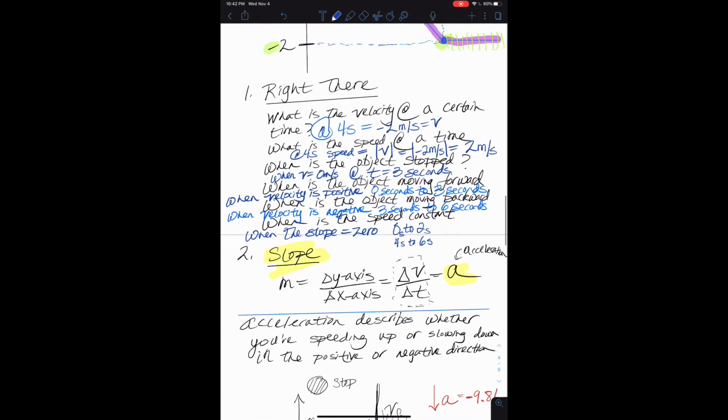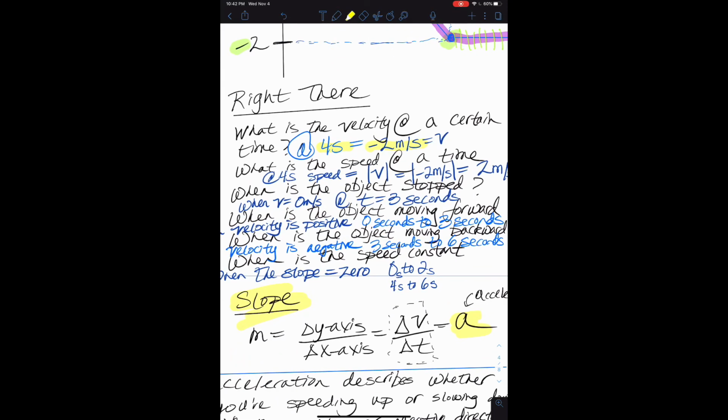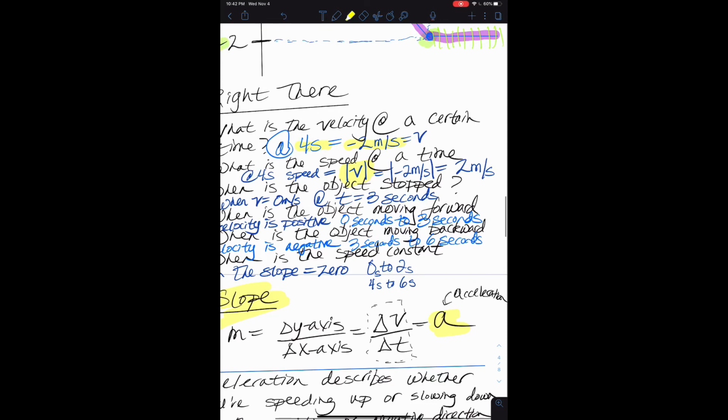Okay. All right, so hopefully there's no questions there. Once again, what is the velocity at a certain time? Just find that point. So if it's 4 seconds, you can say it's -2 because you just read the graph. What is the speed at a time? Speed is the absolute value of velocity. So we took that -2 because we talked about 4 seconds again. We took the absolute value of -2. We got positive 2 meters per second.